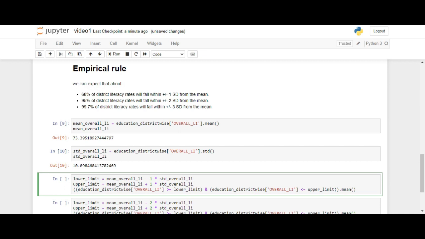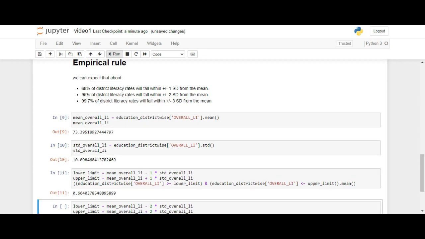To do this, first we name two new variables, lower_limit and upper_limit. The lower limit will be one standard deviation below the mean, or the mean minus 1 times the standard deviation. The upper limit will be one standard deviation above the mean, or the mean plus 1 times the standard deviation. So, to write the code for the calculations, we use our two previous variables, mean_overall_li and std_overall_li for the mean and standard deviation.